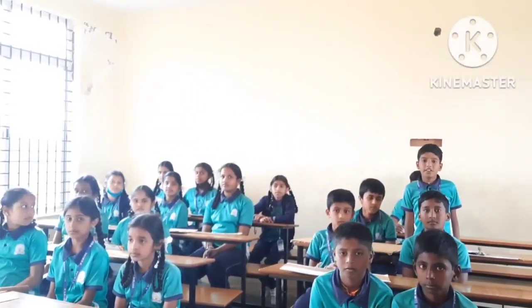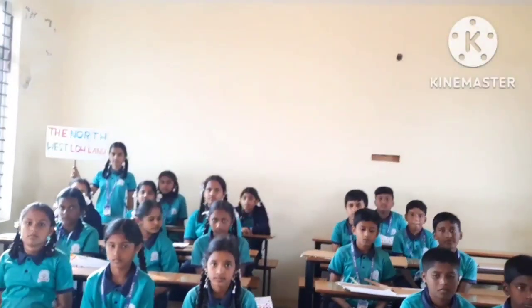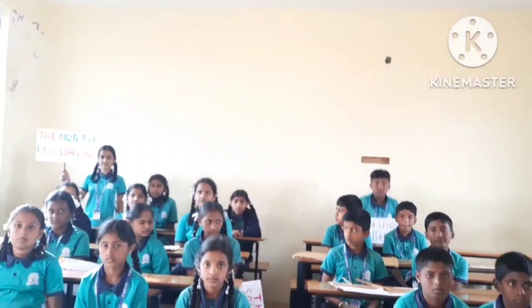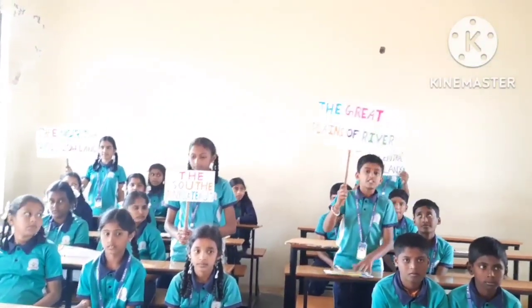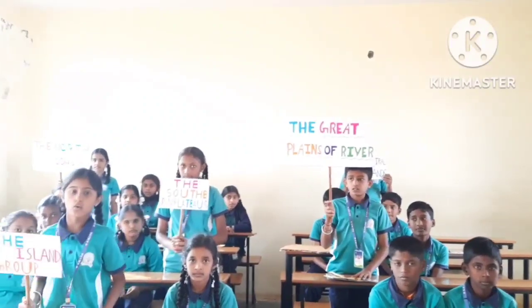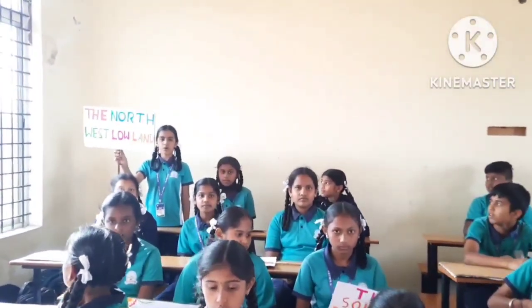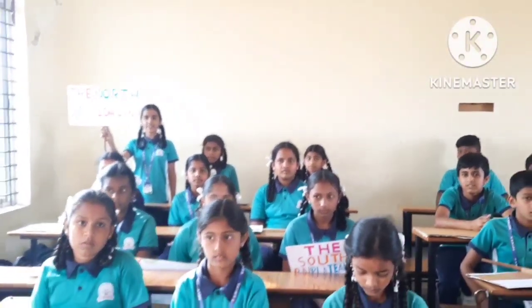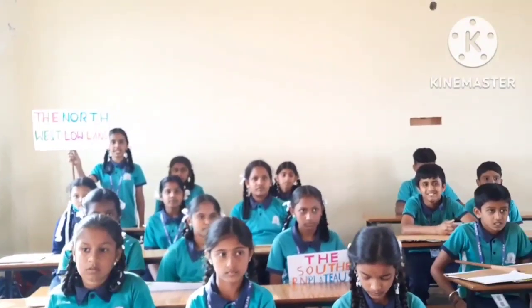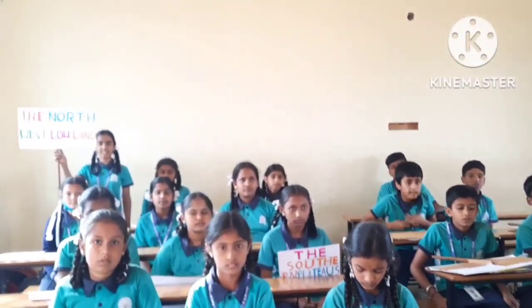How many physical divisions are there? There are 5 major physical divisions. Which are those? The northwestern lowland, the central island, the southern plateau, the great plains of rivers, the island group. The northwest lowland is the most outstanding unique feature of Asia. They extend from the Bering Strait to the Caspian Sea. They are between the Arctic Ocean and the central island.